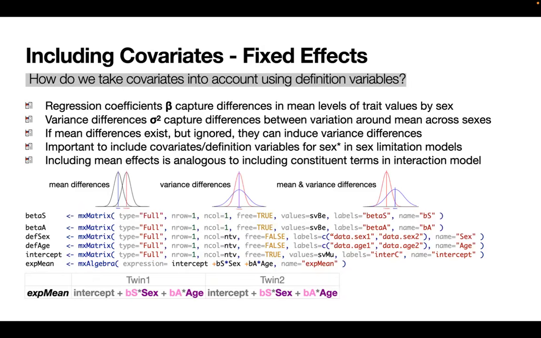And it is really analogous to including the constituent terms in an interaction model. So typically we do this like we've seen before with the SNP in the linear regression model as definition variables, and then adjust our expectation for the mean accordingly by adding in these extra terms for the regression on sex and age.